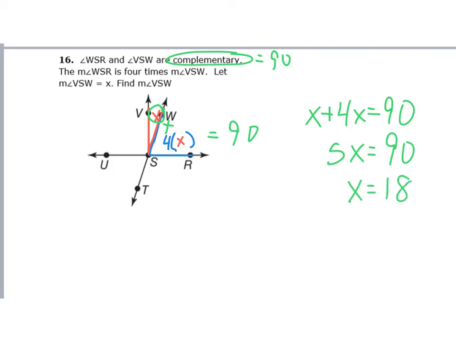But then pay attention to what it's asking me for. It says find VSW. VSW, that is that small angle that we did call x, which means 18 is my correct answer. Number 17.